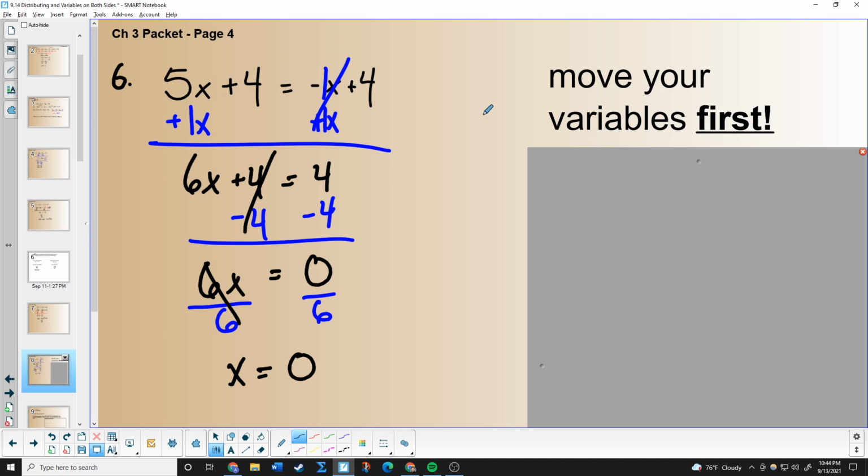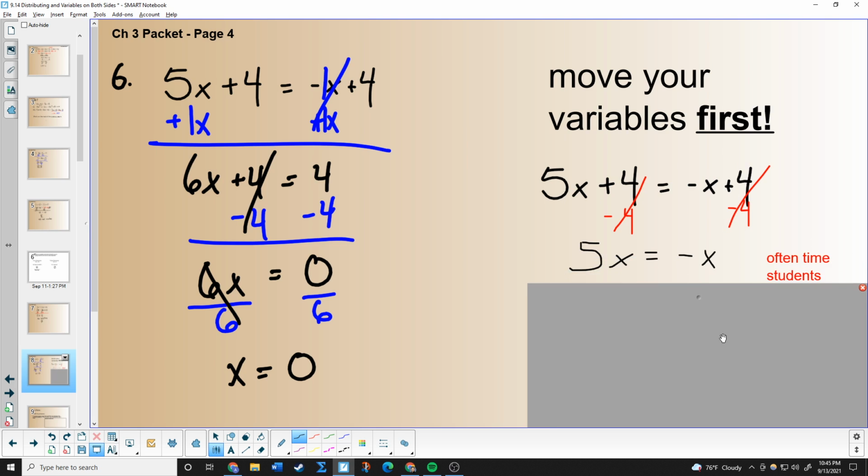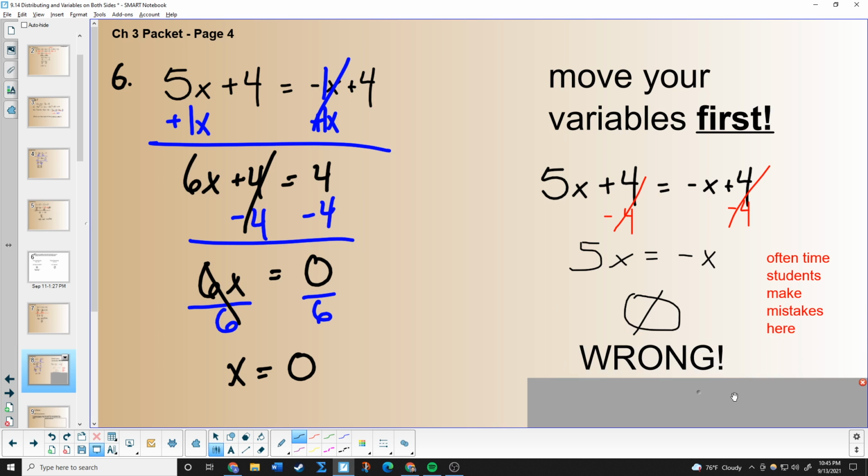Okay, there you go. So the only way that we can make this true is by plugging 0 in. So let me talk to you real quick about the reason why I want you to move variables first. In this example, we're going to subtract 4 from both sides. Check it out. It does seem pretty appetizing, right? Because you see a positive 4 on both sides, people like to just cross them out. But look what happens. We end up with 5x equals negative x. Now, a lot of students look at this and go, oh, well, 5x can't equal negative 1x. So oftentimes they just say, okay, this is no solution. But that's wrong.